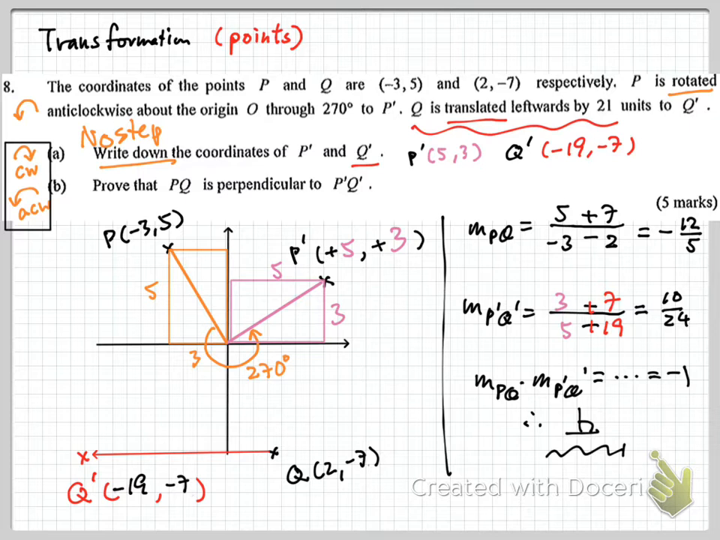Anyways, part B is not important, right? It's about the slope and the perpendicular. What is important is part A: how do you do the translation and how do you do the rotation of a single point? If you made a mistake in part A, you are not going to get part B, definitely. So be very mindful of this.